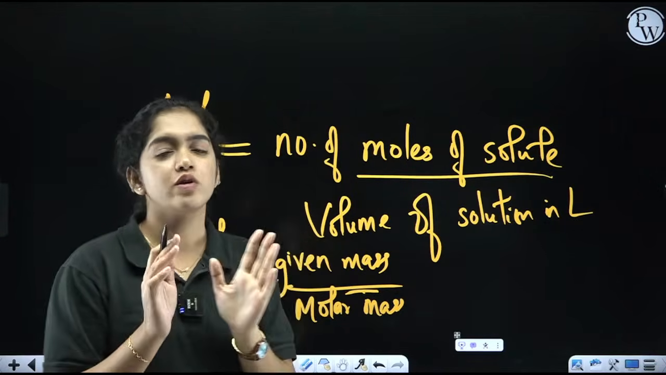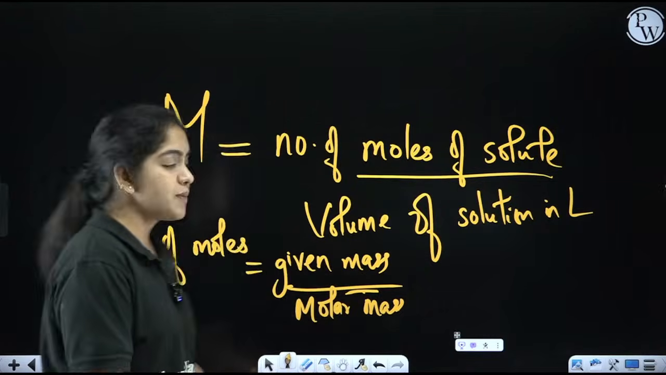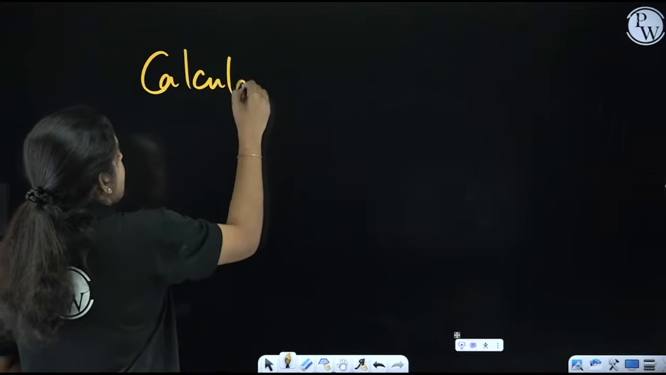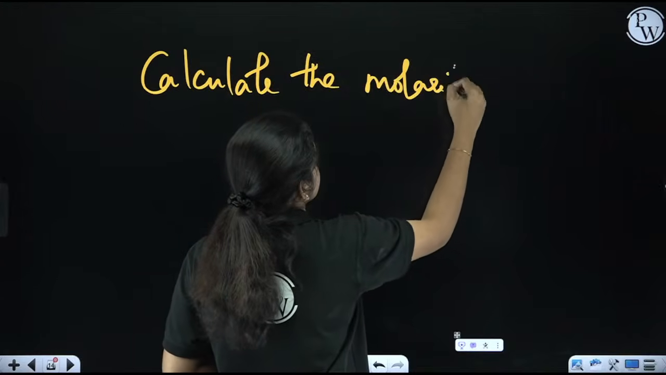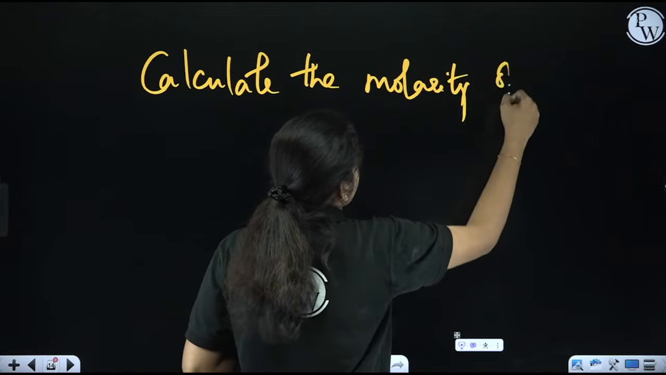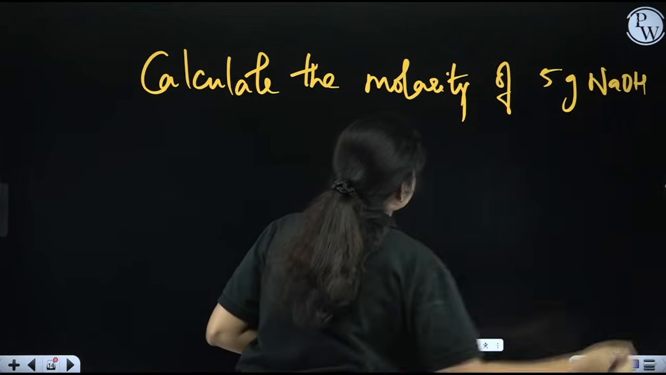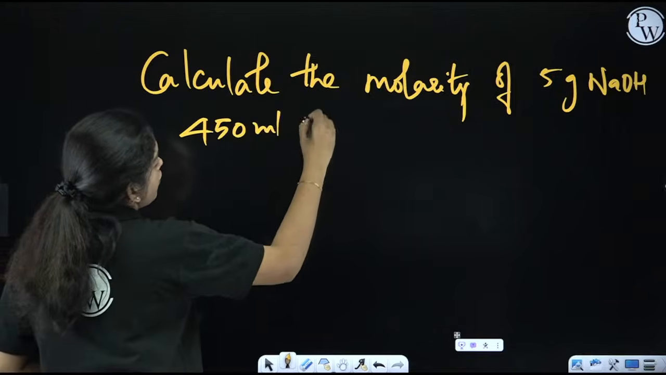Now I am going to give you a problem. Try to solve the problem. Okay, together we can do. The problem is, write it. Calculate the molarity of 5 gram NaOH dissolved in 450 ml of water.